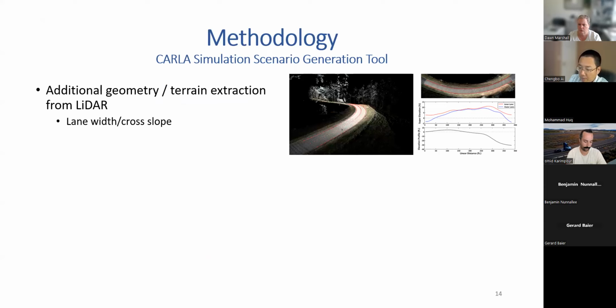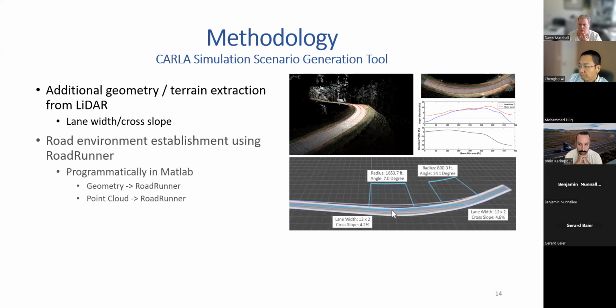There's a paper published a while back. I won't emphasize too much on that, but with that data, we can generate the input for the road creation. If you don't have LiDAR data, which is totally fine, you can always use default values for generating those roads as well.